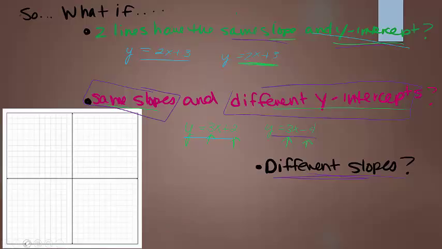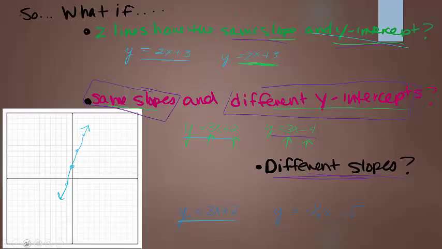All right, so let's take a look at what that would look like. So what about y equals 3x plus 2 and y equals negative 1/2 x minus 5? All right, so let's start with this one. Y equals 3x plus 2. So we're going to start at 2 and then go up 3 over 1. Okay, so the graph looks something like this.